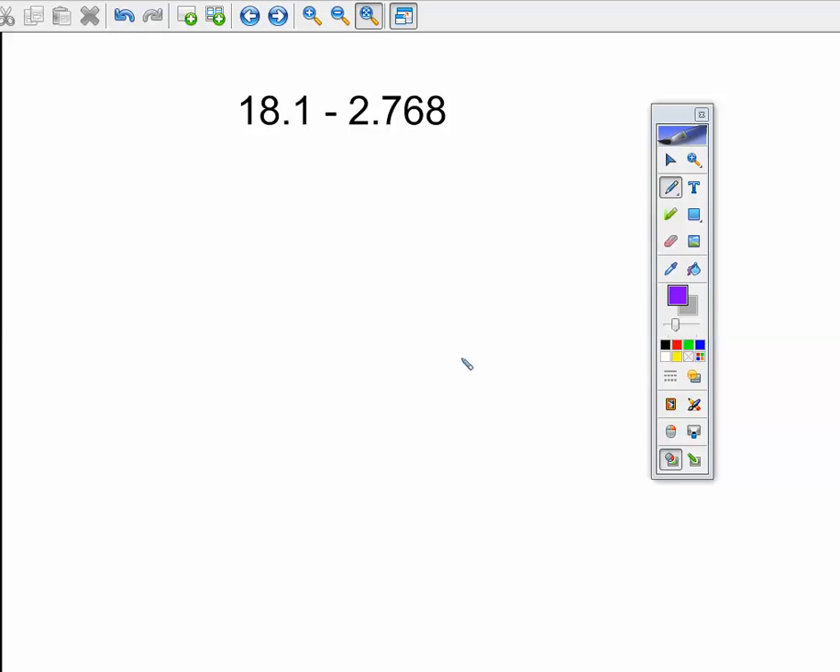So here we have subtraction, and we have 18.1 on top. So we're going to put 18.1, subtract, and then I'm going to put my decimal point right there. And then you can see here I have a 2 in front of it, so I'm going to put a 2 here, 7 below the 1, and then 6 and 8 out here by themselves.